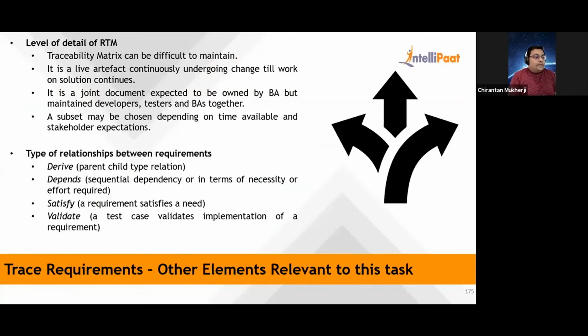So now, what are the 4 types of relationships between the requirements? One is derive.